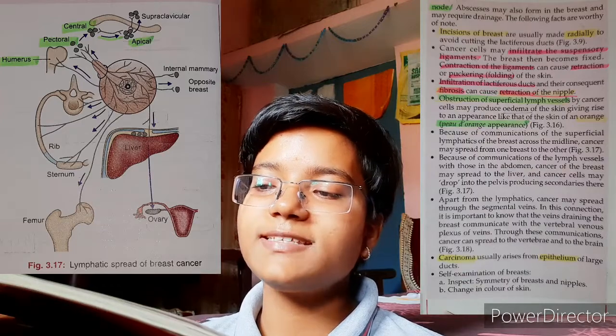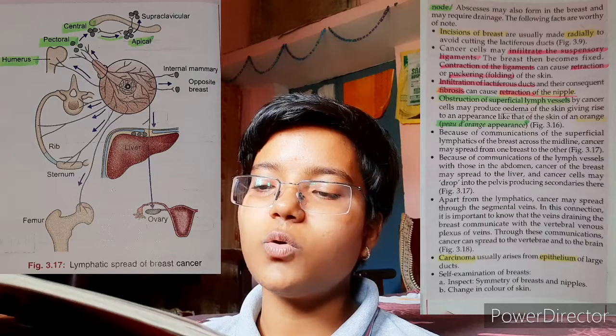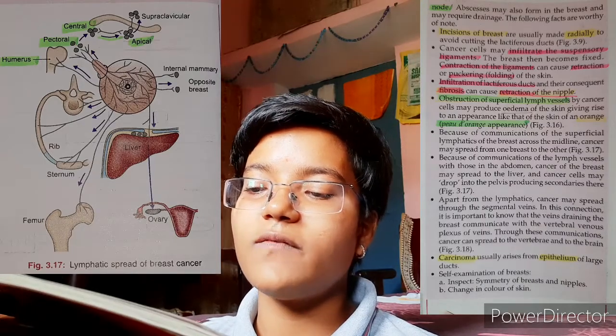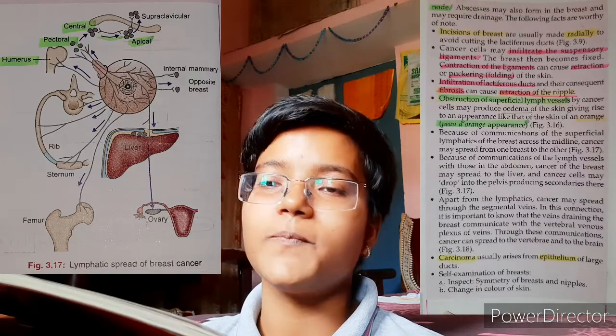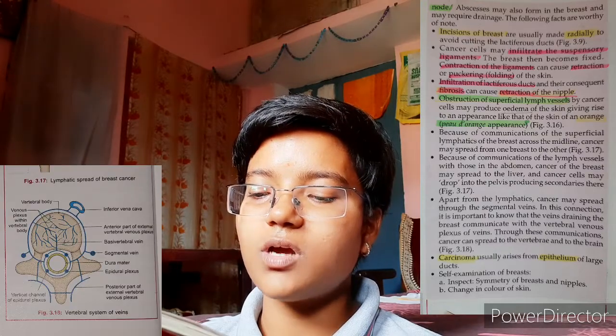Apart from the lymphatics, cancer may spread from the segmental veins. In this connection, it is important to know that the veins draining the breast communicate with the vertebral venous plexus of veins. Through these communications, cancer can spread to the vertebrae and the brain. Carcinoma usually arises from epithelium of large ducts.